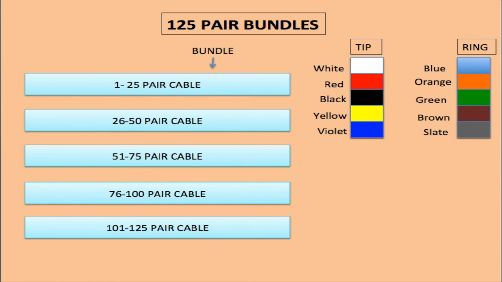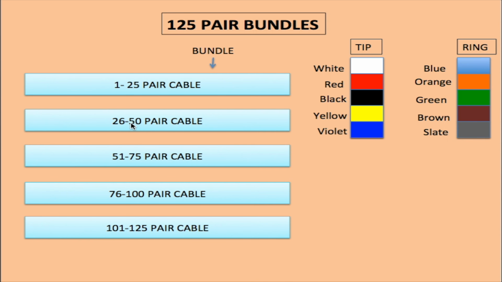So now that you know how to generate a 25-pair cable by using these combination of colors between the tip and ring, you may have the same question as many of my viewers. How would we add more pairs if we only have colors for 25 pairs? That is a very valid question. We reuse the same combination that we use from 1 to 25 for 26 to 50 and for all of the other 25 pair bundles.